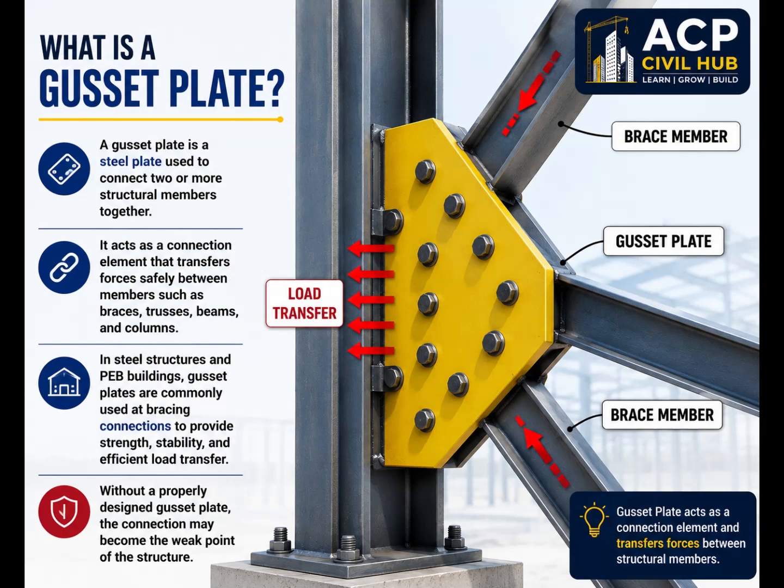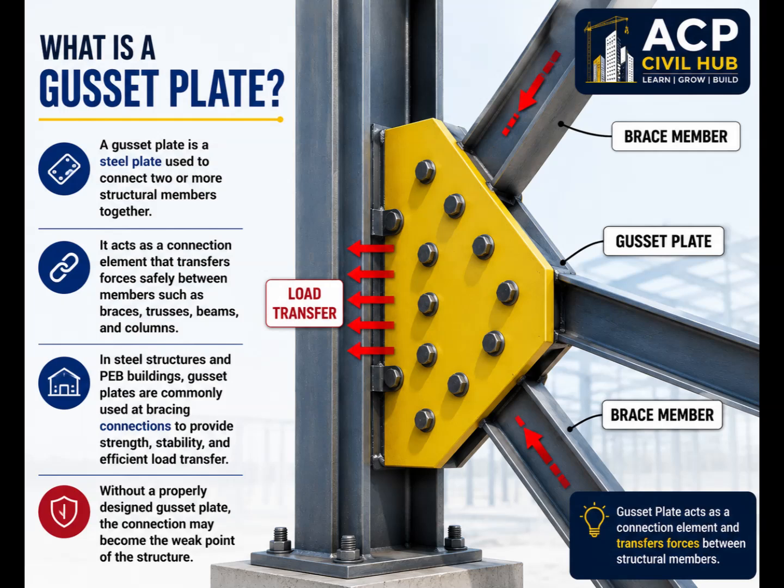So let's begin. First, let's understand what a gusset plate actually is. A gusset plate is a steel plate used to connect two or more structural members together. It acts as a connection element that safely transfers forces between structural members such as braces, trusses, beams, and columns. In steel structures and PEB buildings, gusset plates are commonly used at bracing connections where multiple members meet at a single point. As shown in the figure, the brace members are connected to the gusset plate, and the gusset plate is connected to the column.